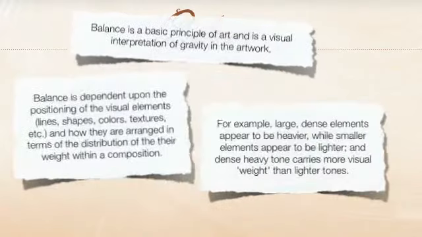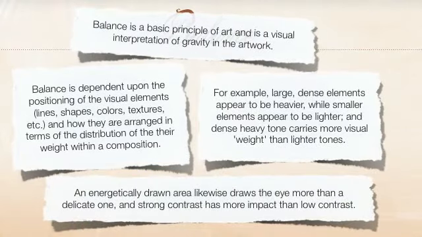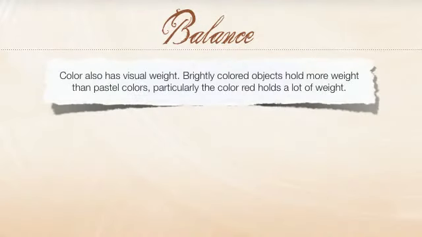For example, large, dense elements appear to be heavier, while smaller elements appear to be lighter, and dense, heavy tone carries more visual weight than lighter tones. An energetically drawn area likewise draws the eye more than a delicate one, and strong contrast has more impact than low contrasts. Color also has visual weight.